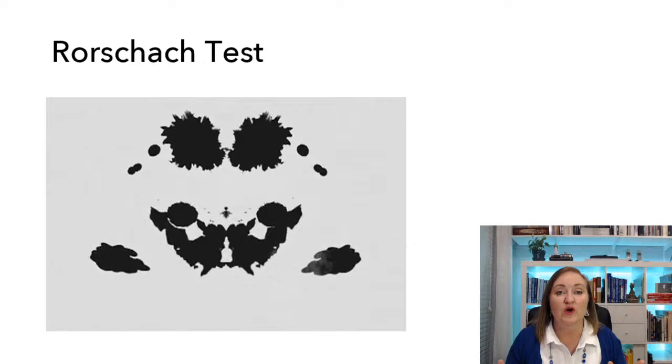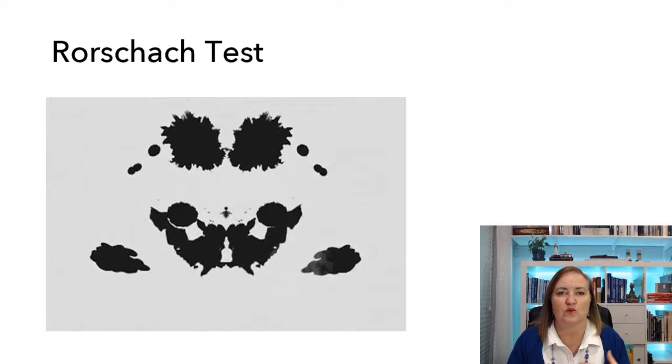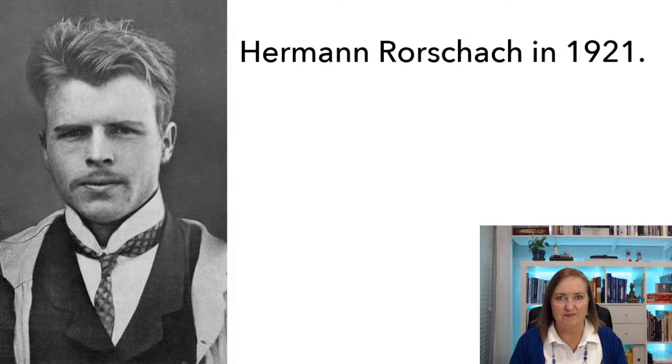All right, the Rorschach test. He calls it a raw shark or something like that in there. The Rorschach test was created by Herman Rorschach in 1921, and this is a picture of him in 1921. The idea of the Rorschach test is that they show you a set of pictures. They are the same pictures they show everyone, and you're supposed to say what you see in them.